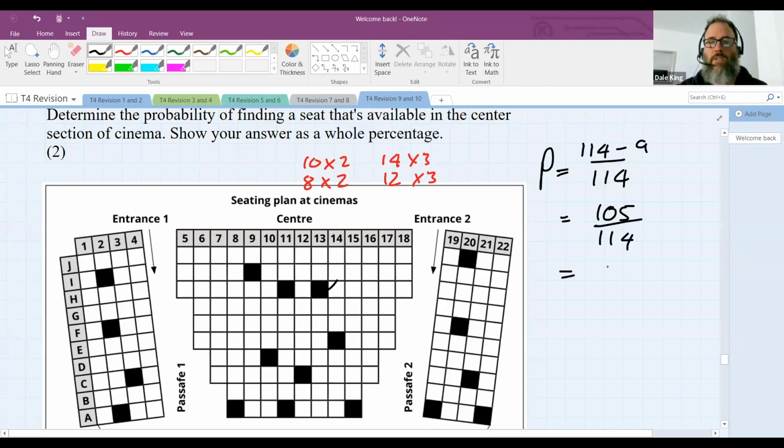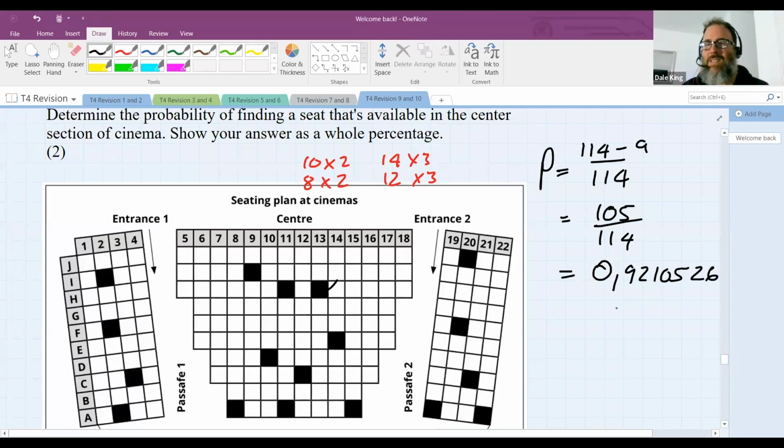So 105 seats out of the 114 are available. They want to see that fraction. You have to show that fraction. Now we're going to get our calculators and we're going to say 105 seats out of 114, and we're going to get the decimal first. So 0.921052. I'll give you guys another decimal if you want. There's a 6.